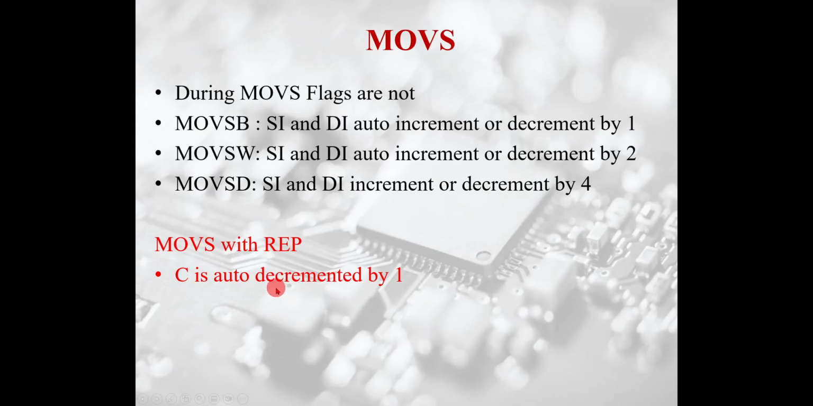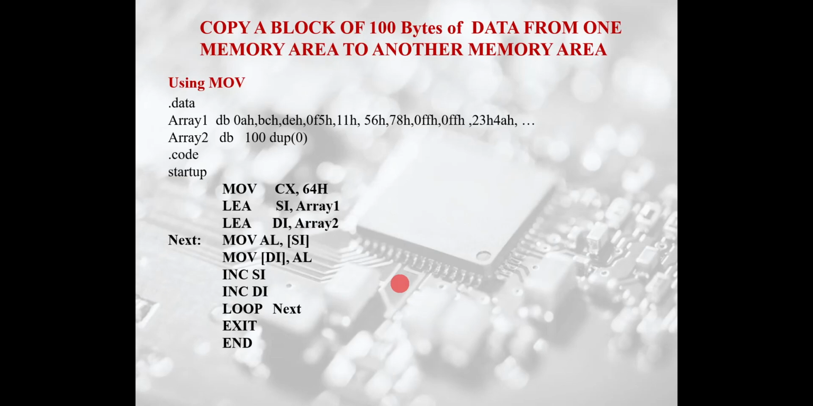And every time, C will... once this data transfer happens, after SI and DI increment or decrement, even C is decremented, right? But when C is decremented, it also affects the flag, and based on that, if it encounters a 0, then the repeat instruction will be stopped, right? So here this is what it does. Right, so this is an example.